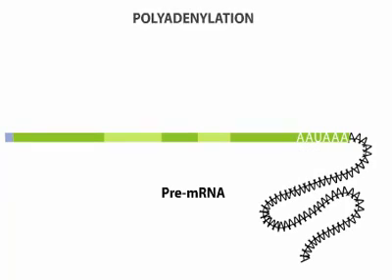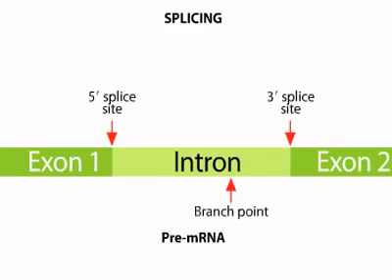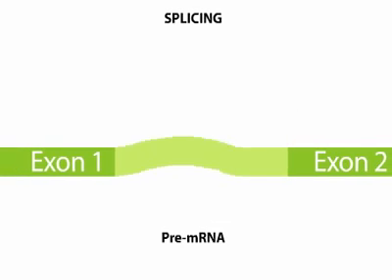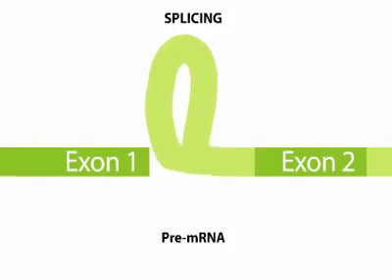The next step in RNA processing is the removal of introns. An intron contains 3 consensus sequences critical to splicing: a 5' splice site, a branch point, and a 3' splice site. In the first step of splicing, the 5' end of the intron is simultaneously removed from the upstream exon and attached to the branch point.